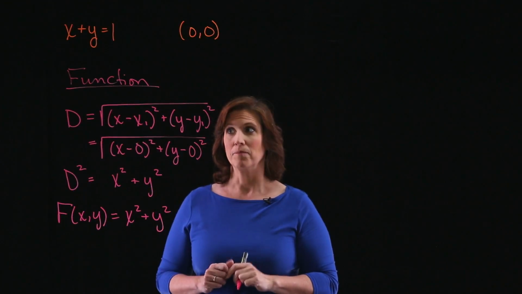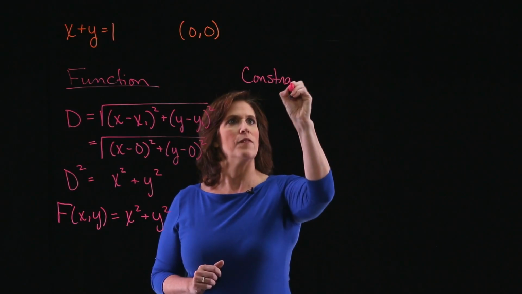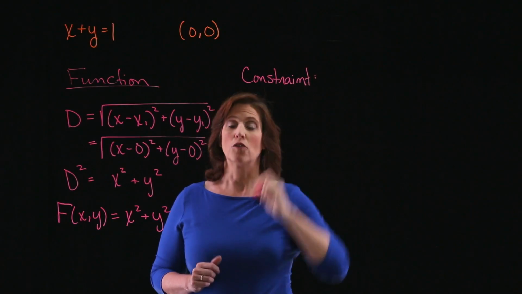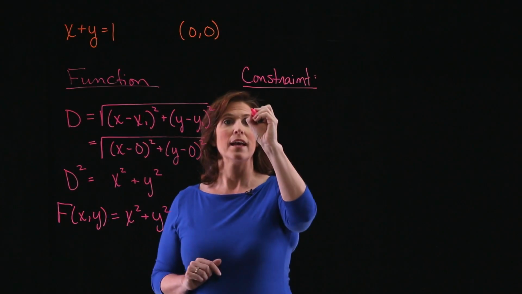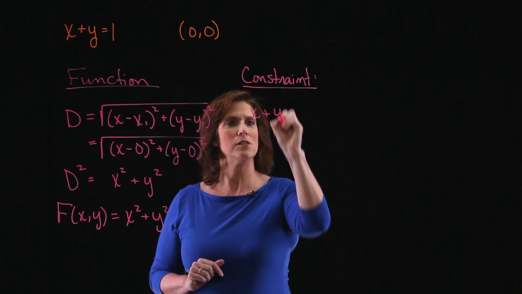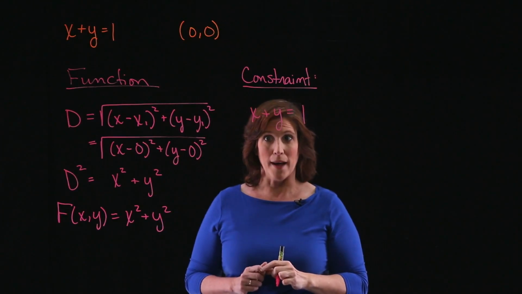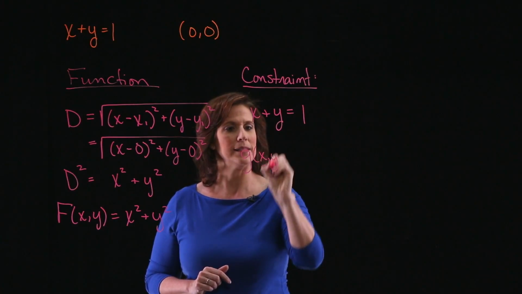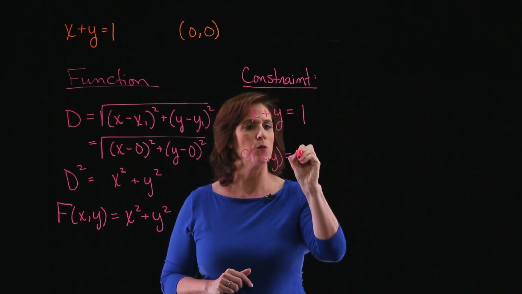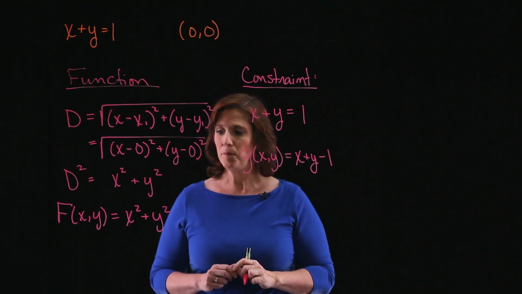So that's my function. I also need a constraint if I'm going to use Lagrange multipliers. And my constraint is going to be the fact that my point has to satisfy the equation x plus y equals 1. So I'm going to write this as a function of x and y by saying g(x, y) equals x plus y minus 1.